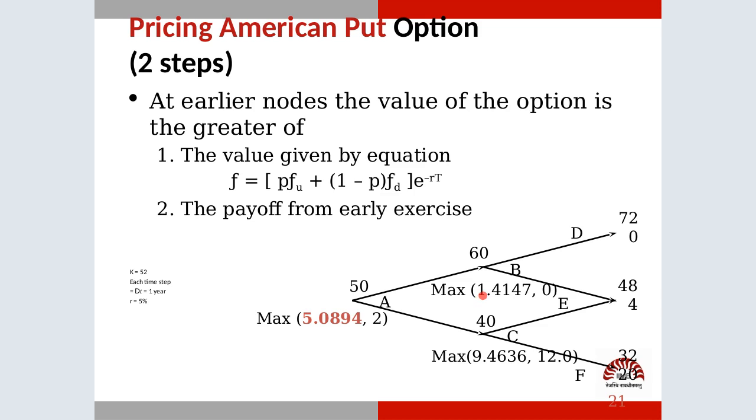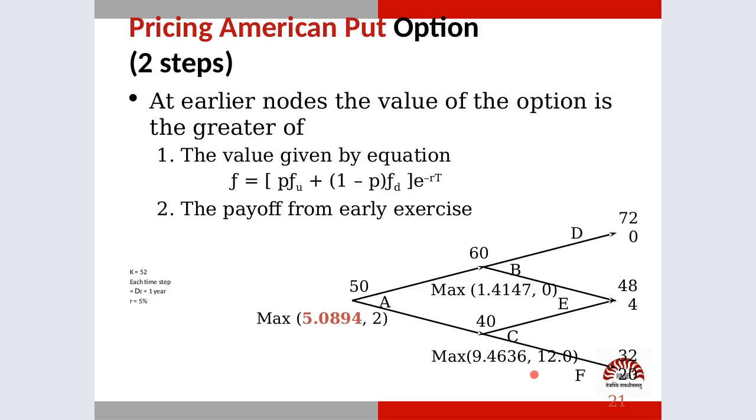Now the market price, your underlying price is 60, your strike price is 52, and it's a put option. So therefore, as you rightly said, the price of the underlying is more than the strike price. Hence, there is really no payoff. So the benefit from immediate exercise or early exercise is 0. You take the higher of the two, the maximum of the two.